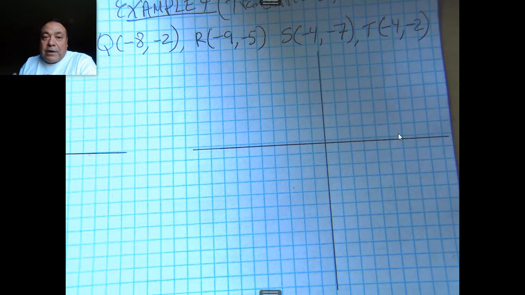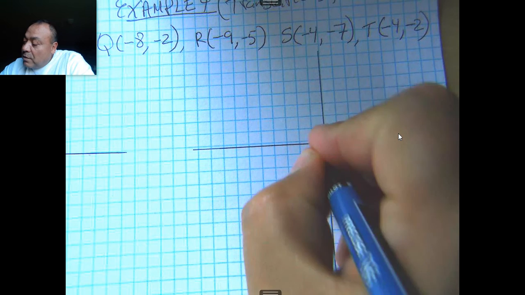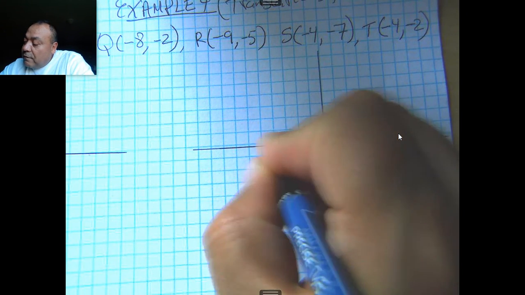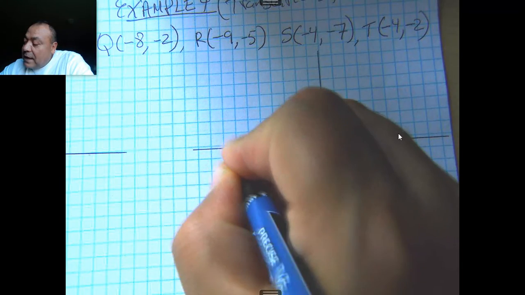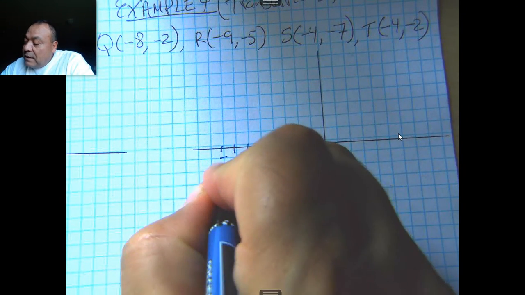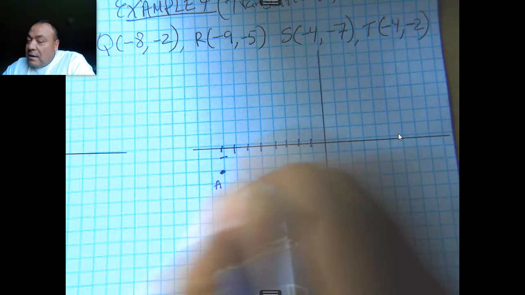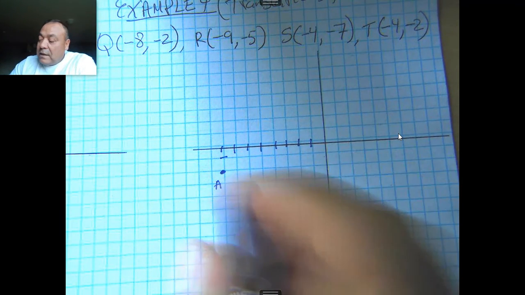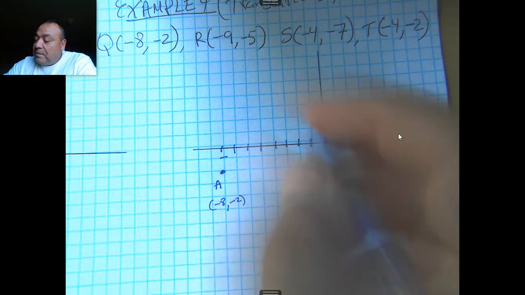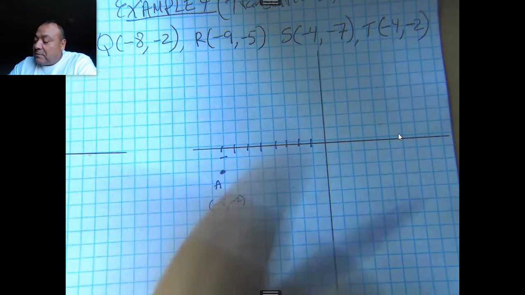Okay. So the first one, this image, the blue one, is going to be -8. So I'm going to go 1, 2, 3, 4, 5, 6, 7, 8. And this will give us -2 down. So this will be the image of Q. Okay. And that will be -8, -2. Let's go for the next one.